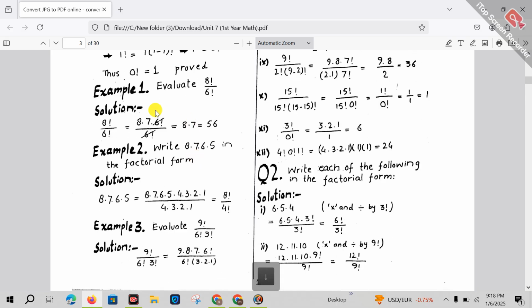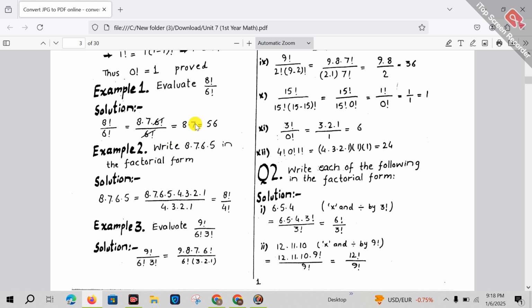Next is evaluate. Evaluate means we have to find the value of this expression: 8 factorial over 6 factorial. This is factorial notation. Now we convert it into a simple form, which is called number form. We can write 8 factorial as 8 times 7 times 6 factorial over 6 factorial. These two values cancel out, and 8 sevens are 56. So this is very simple.